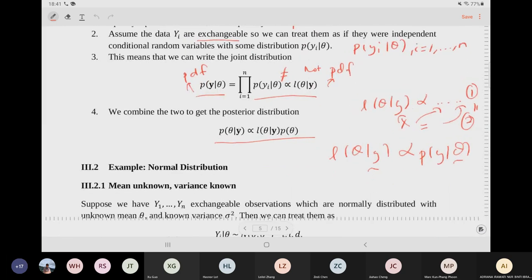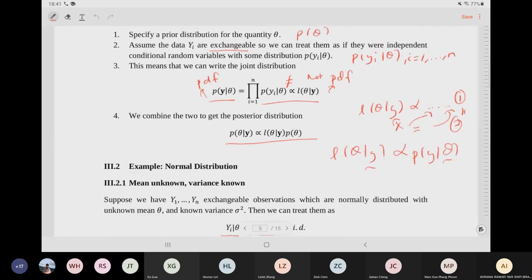Okay, so going back to your question, which I have to explain again. I was saying that the likelihood is proportional to your joint PDF because when you have the likelihood, it's actually conditional on your Y. So your Y is now a constant. That's why you can get rid of some of the constants, and that's why it's actually proportional.